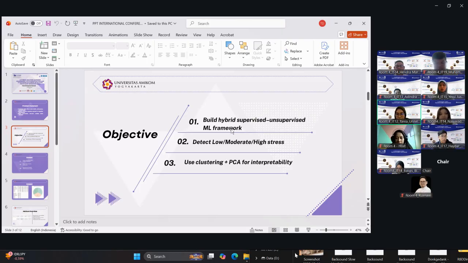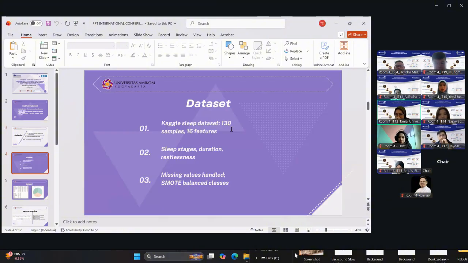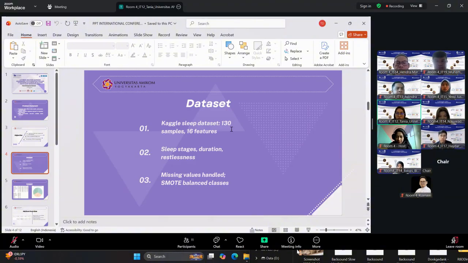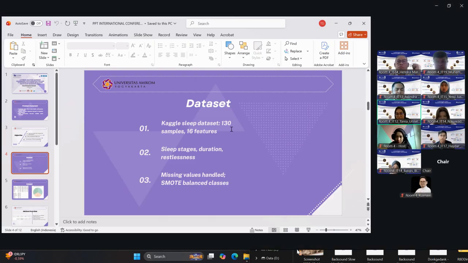Now let's take a look at the dataset used in this study. We use the Kaggle sleep dataset containing 130 samples and 16 sleep-related features. These features include sleep duration, deep sleep, light sleep, time in bed, and restlessness. Missing values were handled and SMOTE was applied to balance the target classes.